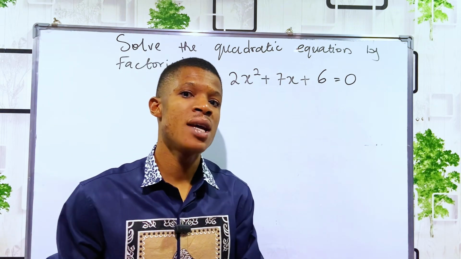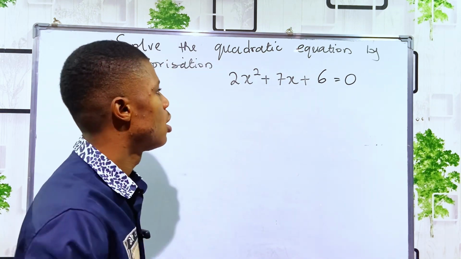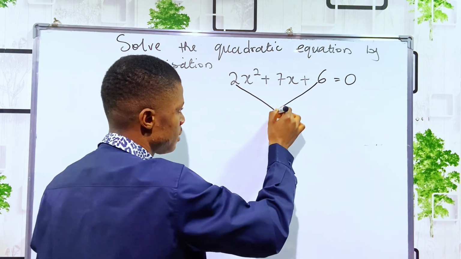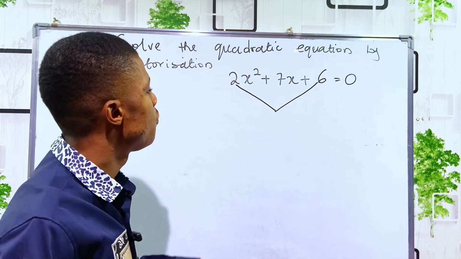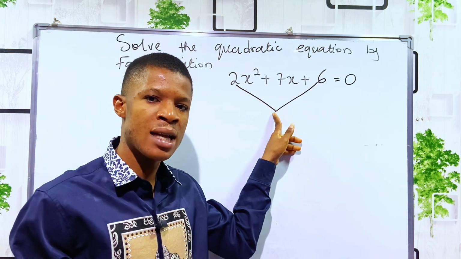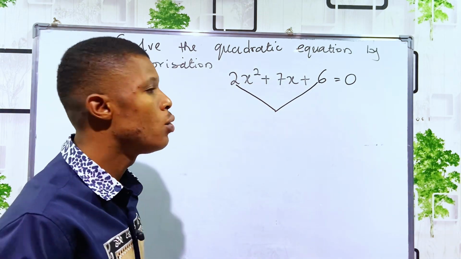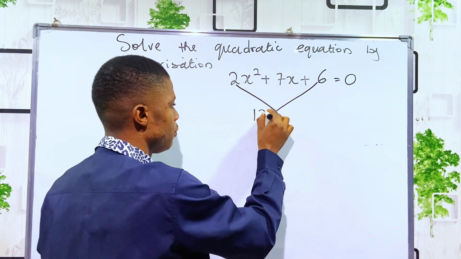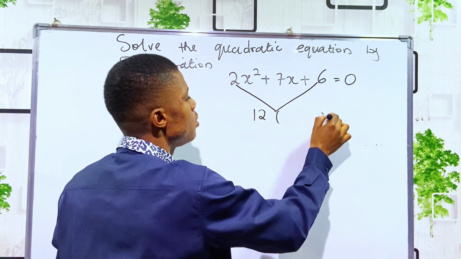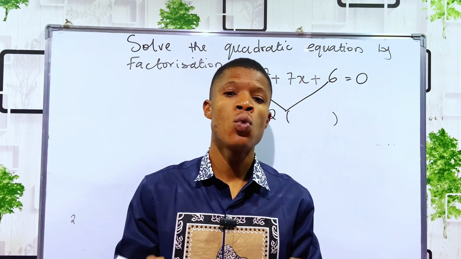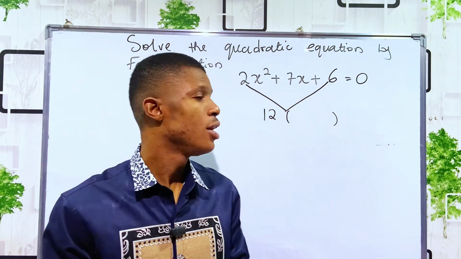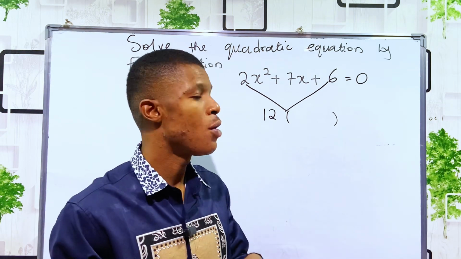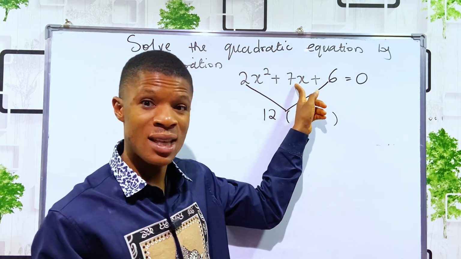For us to factorize this type of quadratic equation, all we have to do is to multiply the coefficient to the last term. First, if you multiply the coefficient to the last term, what are you getting? You are going to get 2 times 6 is giving you 12. So think of two numbers that once you multiply them together, you are going to get a plus 12, and if you add them together, you are going to get the middle term, 7.